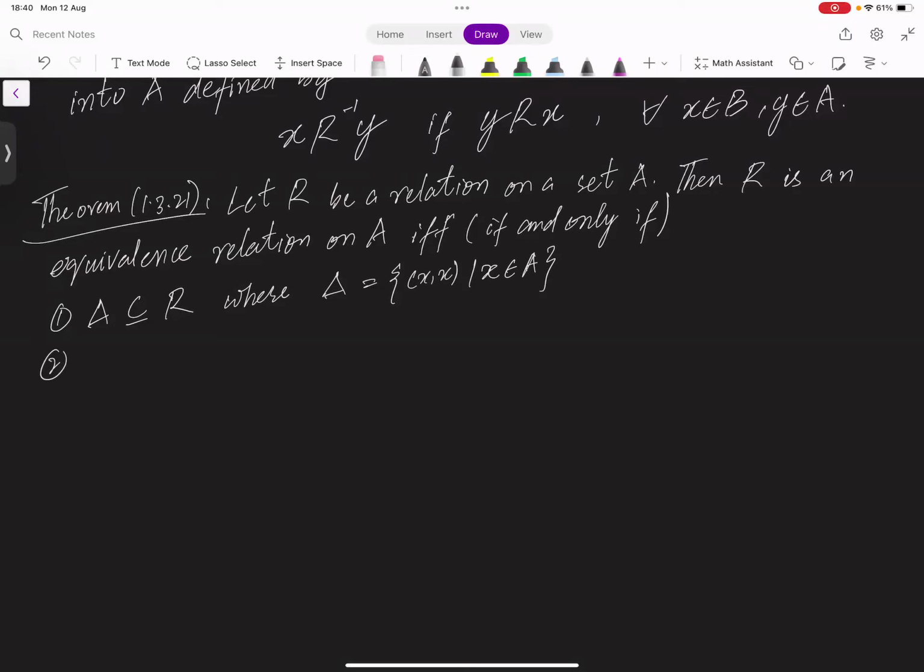Two, that R is equal to its inverse. So the relation R and the inverse relation are both the same. And three, when we compose R with R, it is still a subset of R.